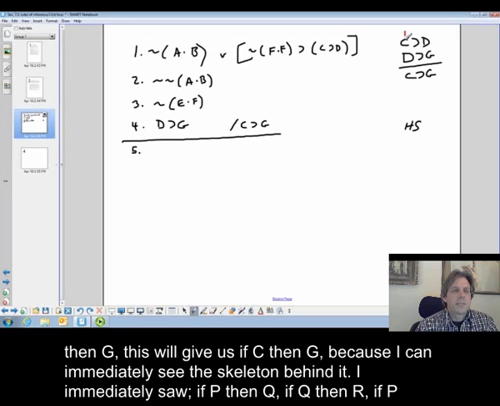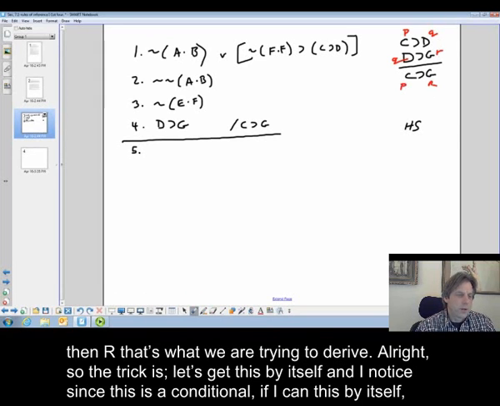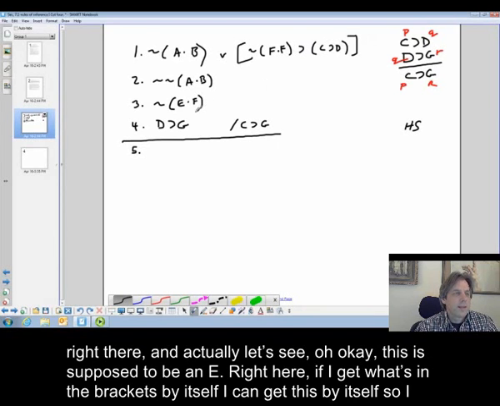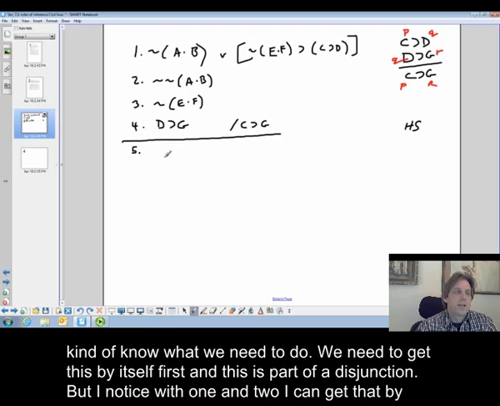This will give us if C then G, right? Because I could immediately see the skeleton behind it. I immediately saw if P then Q, if Q then R, if P then R. That's what we are trying to derive, right? Alright, so the trick is, let's get this by itself. And I notice, since this is a conditional, if I can get this by itself, right there, and actually, let's see, oh, okay, this is supposed to be an E. Right here, if I get what's in the brackets by itself, I can get this by itself. So I kind of know what we need to do.